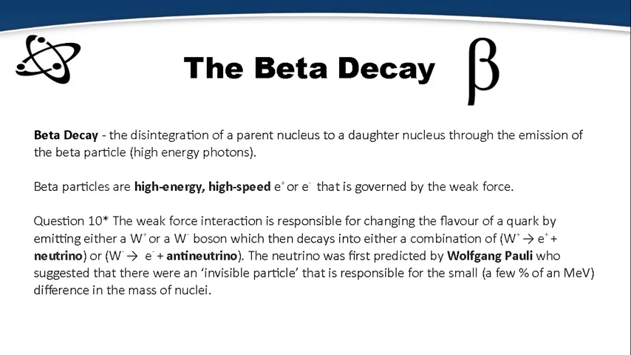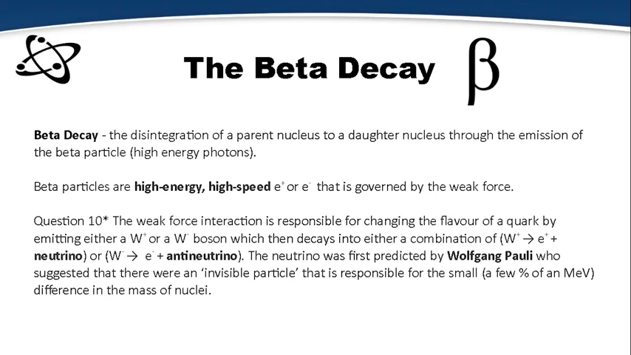For example, during negative beta decay, one down quark will change into an up quark by emitting a negative W boson, which will then decay further into a combination of an electron and an antineutrino. Before we knew this, however, scientists were puzzled by the very small discrepancy in mass, up to a few percent of a megaelectron volt, between the parent and daughter nuclei in beta decay.